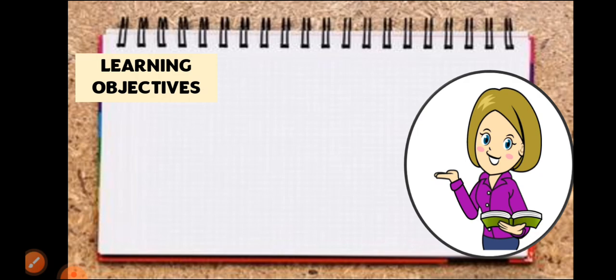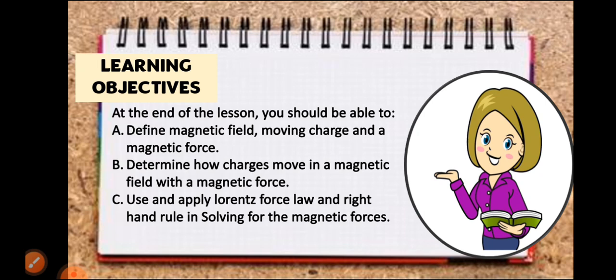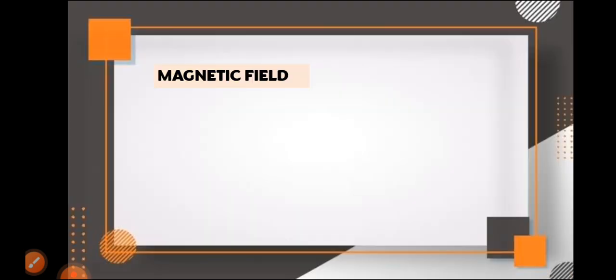But first, let me introduce to you the learning objectives for this topic. So, at the end of this lesson, you should be able to: A. Define magnetic field, moving charge, and magnetic force. B. Determine how charges move in a magnetic field with a magnetic force. And C. Use and apply Lorentz force law and the right-hand rule in solving for the magnetic forces. And now let's move on to the discussion.